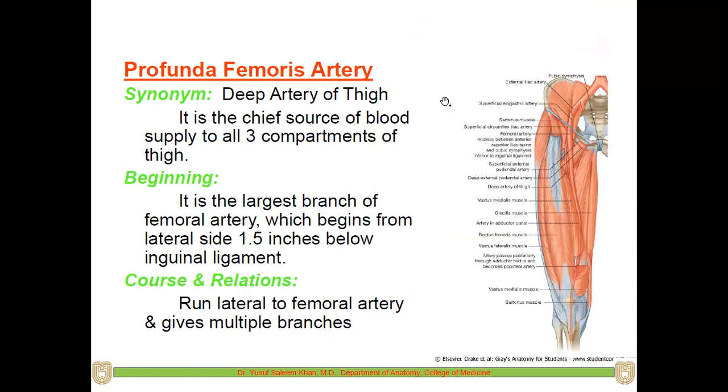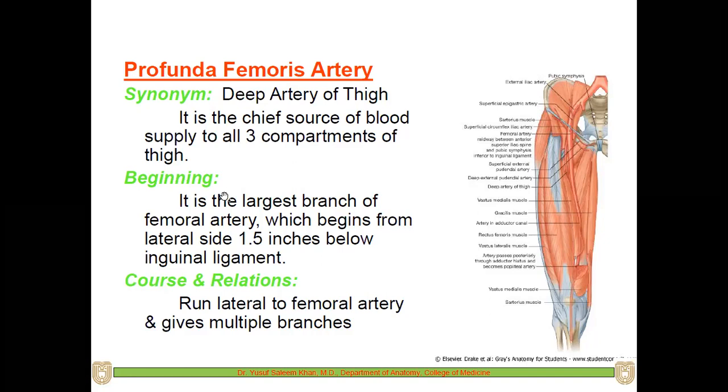So this is the chief source of blood supply to all the three compartments of the thigh. The thigh has three compartments, as you already know. There is the anterior compartment, then we have the medial compartment and the posterior compartment. The medial compartment is also called the adductor compartment. So this profunda femoris artery will supply all the three compartments, the whole of the thigh. To be simple, it will supply the whole of the thigh.